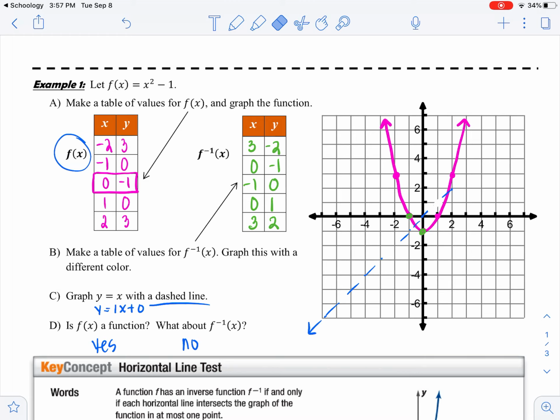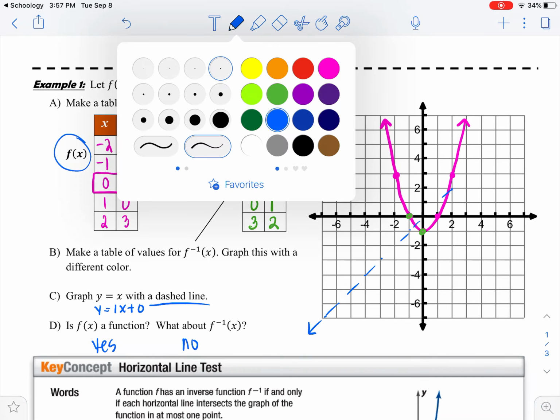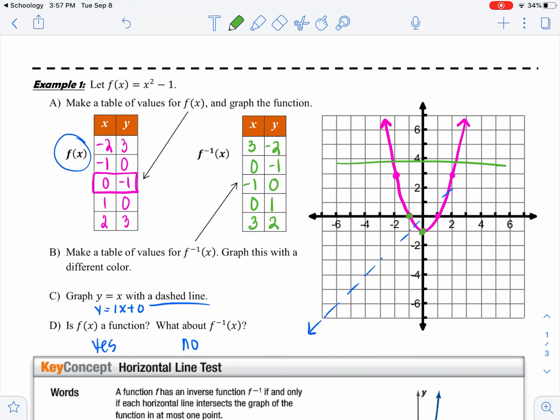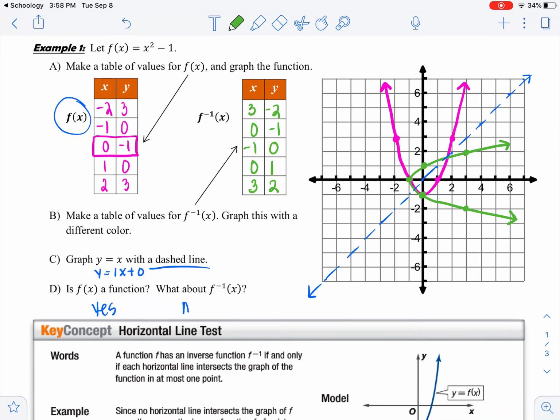But I got rid of these green points. I'm not going to erase all those because that happens. If I would have just checked this and said, is this a function? Yes, it passes the vertical line test. Is its inverse a function? No, because it doesn't pass the horizontal line test. So the horizontal line test tells us if a function's inverse is a function itself.